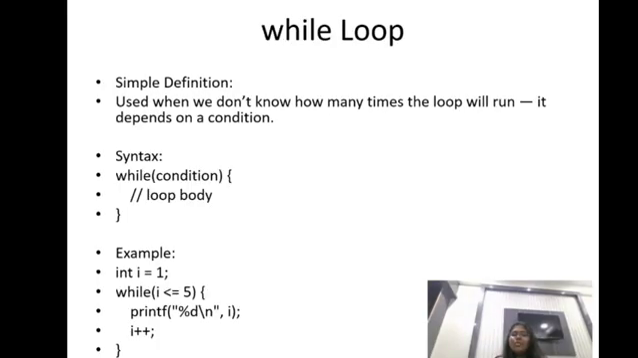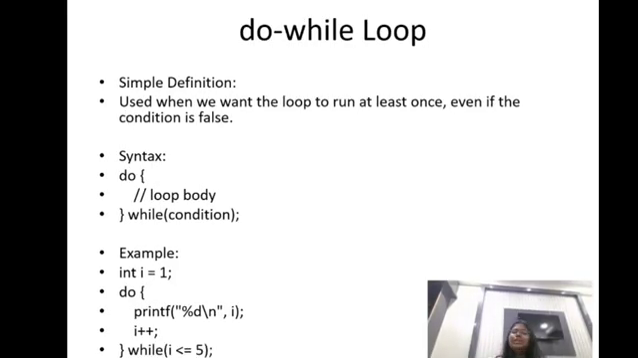While loop. A while loop checks the condition first, and if it's true, it executes the loop body. It is generally used when we don't know how many times the loop will run. It depends on the condition. So this also prints numbers 1 to 5 in this example, but the structure of the code is slightly different.